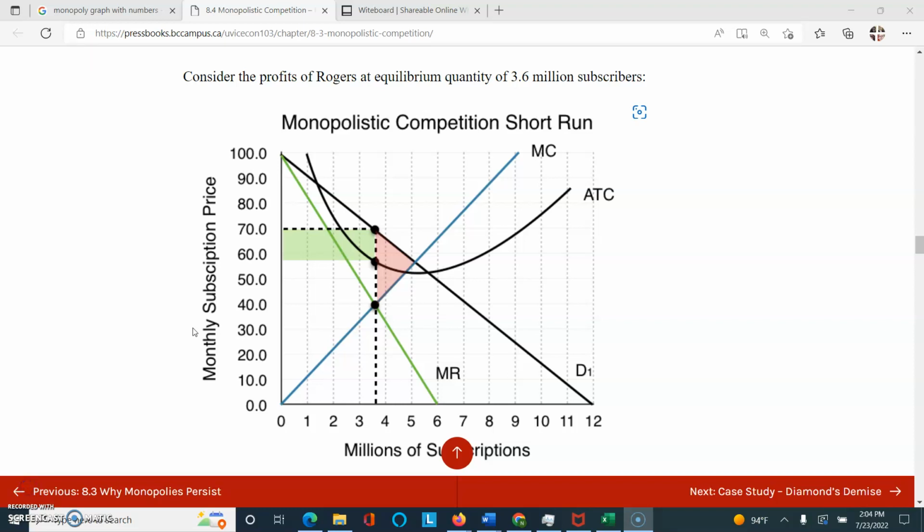Hi everyone, this is Professor Smith, and this is going to be a little tutorial on how to interpret either a monopoly graph or a graph for a monopolistically competitive firm in the short run. So what we're trying to do in this unit is figure out what is the right quantity to produce, that's going to be on the horizontal axis, what's the right price to charge, and then how much profits are going to be earned. So just a quick little review.